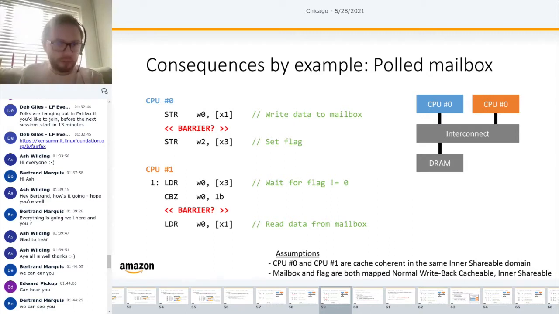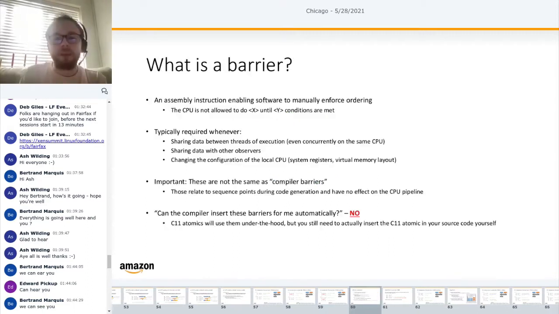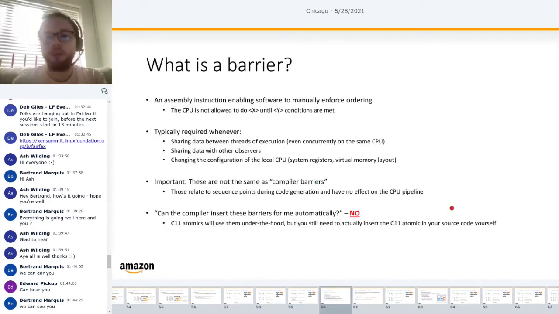Okay, so I'm talking about these barriers. We need this barrier. What actually is a barrier? Well, a barrier is an assembly instruction that enables software to manually enforce ordering. You basically tell the CPU, you are not allowed to do this until these conditions are met. So this is typically going to be required whenever you are sharing data between threads of execution, even concurrently on the same CPU, by the way. So even if you only ever have one thread executing at a time, on a single CPU, you're still going to need barriers. Okay, and we'll see why shortly.